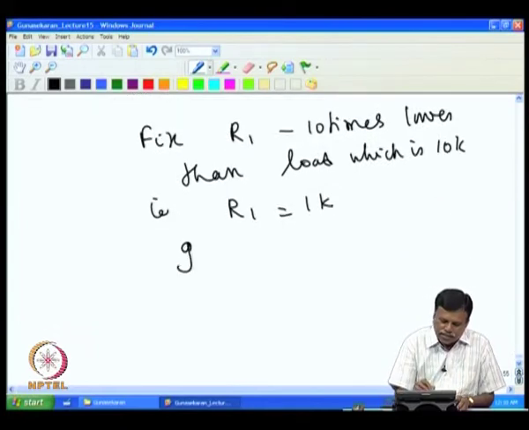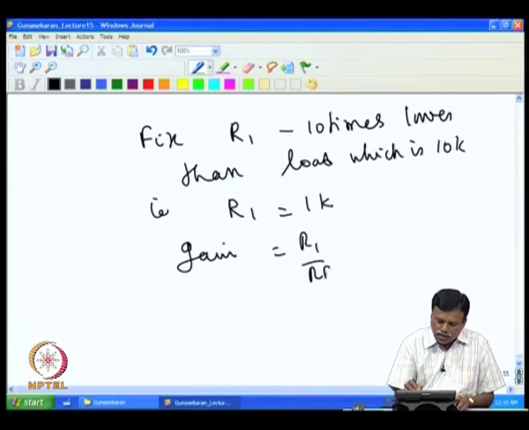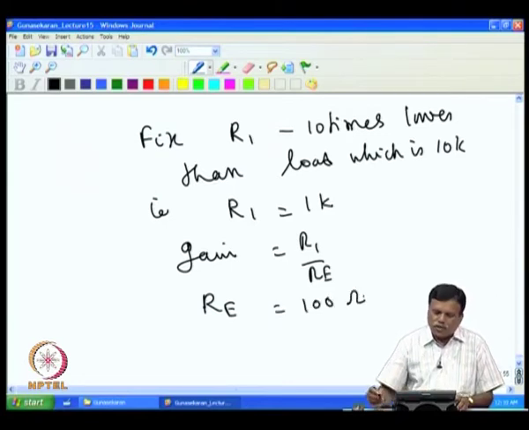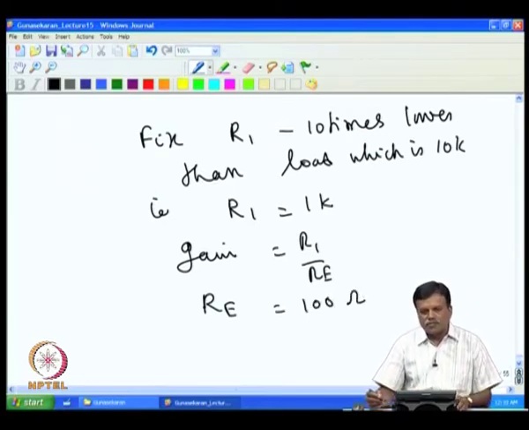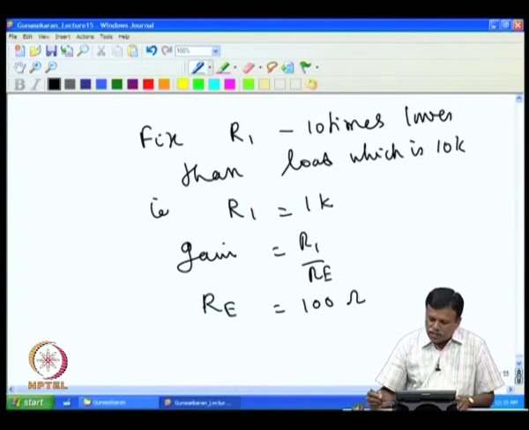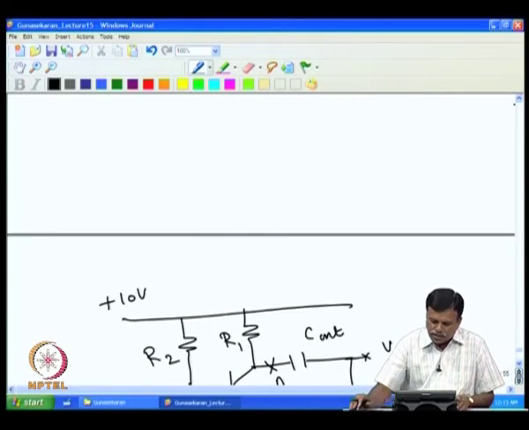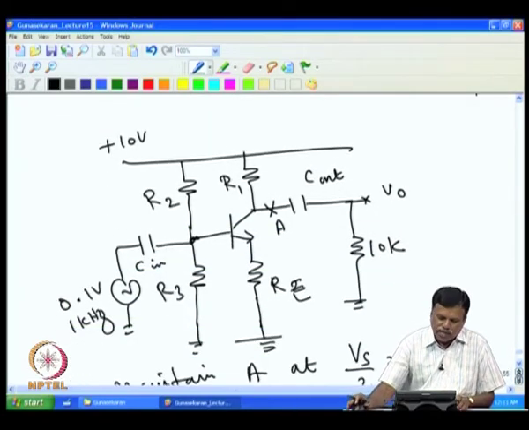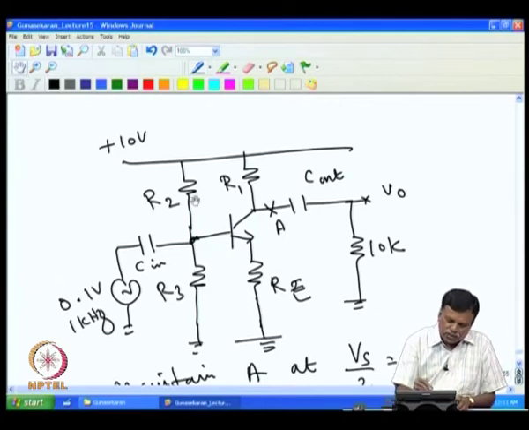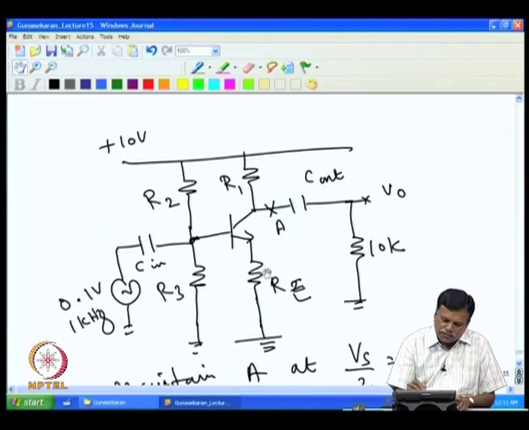So, gain is R1 by RE. R1 is 10K, so RE automatically comes to be 100 ohms. RE is fixed, R1 is fixed. Now we have to fix the other two resistors, that is R2 and R3, these two bias resistors.